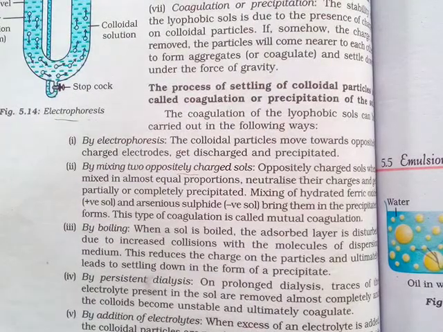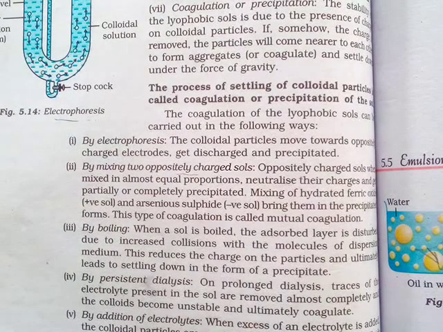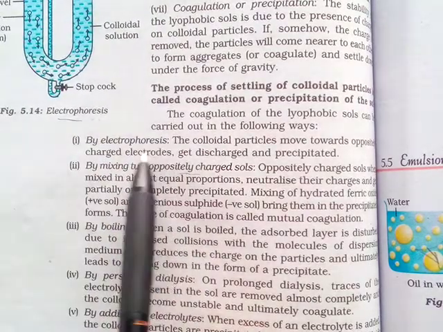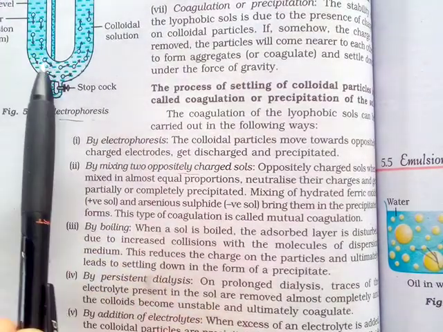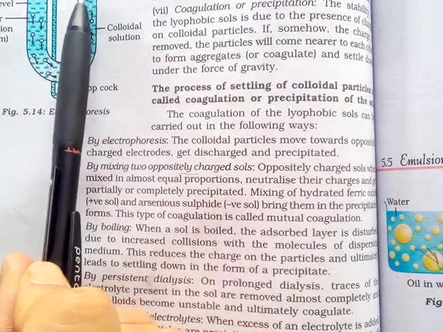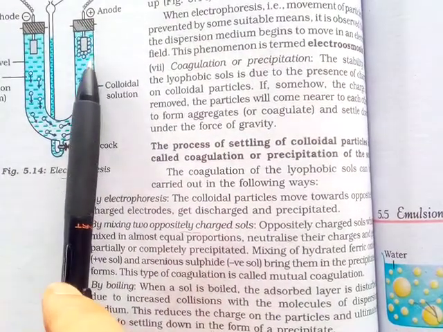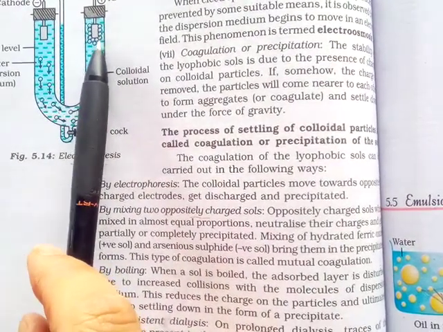Now what are the techniques to precipitate the colloidal solution? Number one is by electrophoresis. Already we have said, right? When the colloidal particle gets attached to the oppositely charged plates, it gets discharged, aggregates together and settles down.